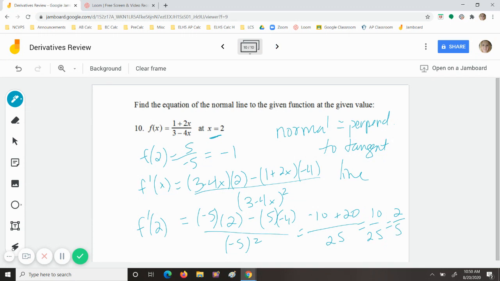Now, here's what we have to remember. Normal line is perpendicular, so we need to flip it and change the sign. So our slope is going to be negative 5 over 2. Okay, so let's write that line.